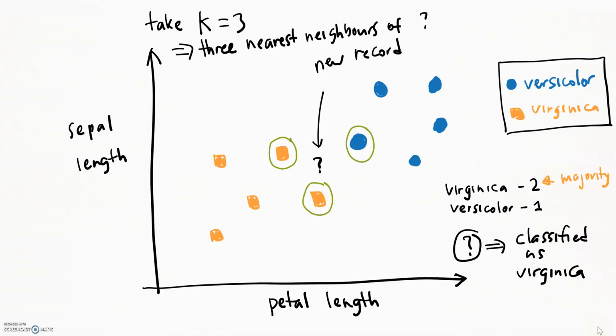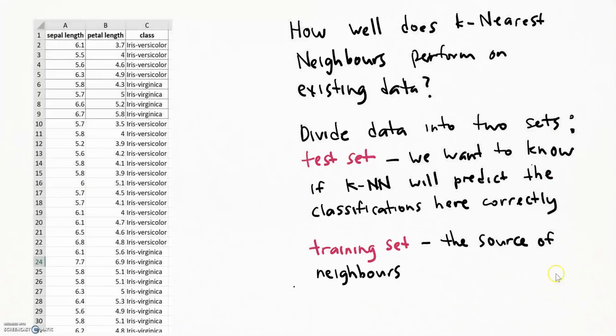Now, the question is actually whether this classification is correct. We have no way of knowing since this is a new record. Also, how good is the k-nearest neighbors algorithm in general in classifying data? So, in this video, we are about to answer this question. In order to know how good the k-nearest neighbors algorithm is in classification, we ask how well it performs on existing data.